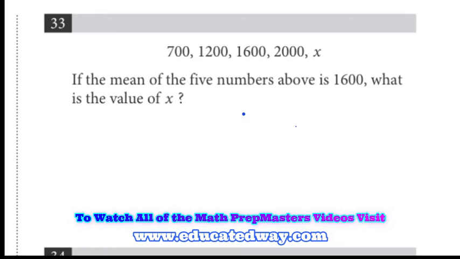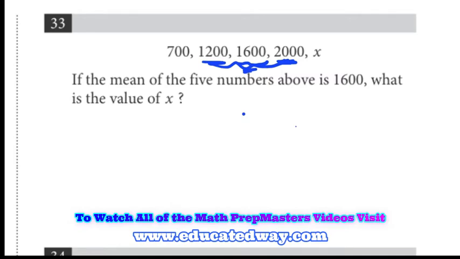But notice something very cool about this question. 1600 is the number that we want the mean to be. But notice 2000 is exactly 400 above this, and 1200 is 400 below that. So if we added these 3 together, they'd equal 4800. Divided by 3 would be the 1600 that we wanted.